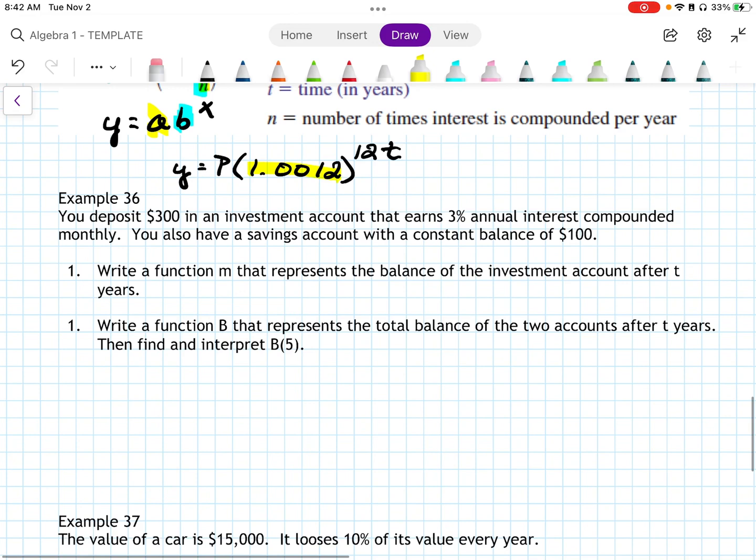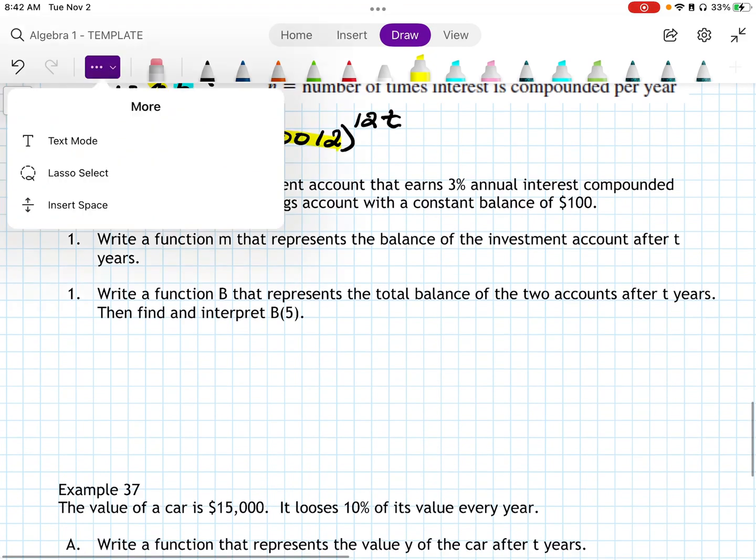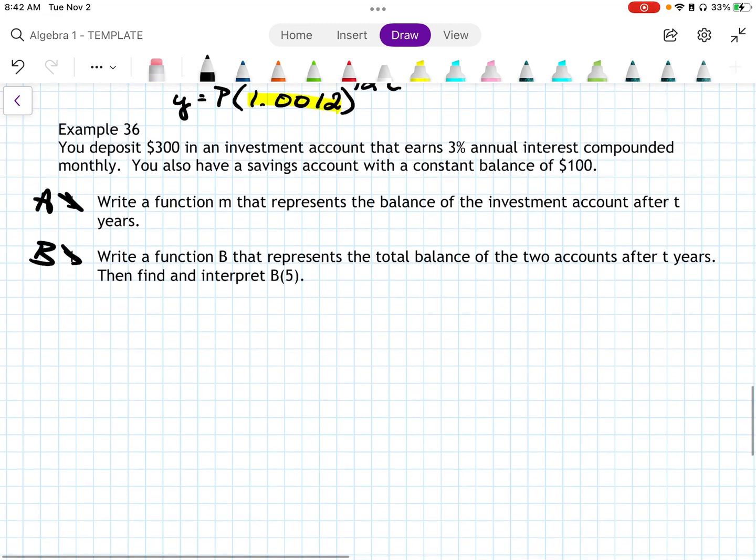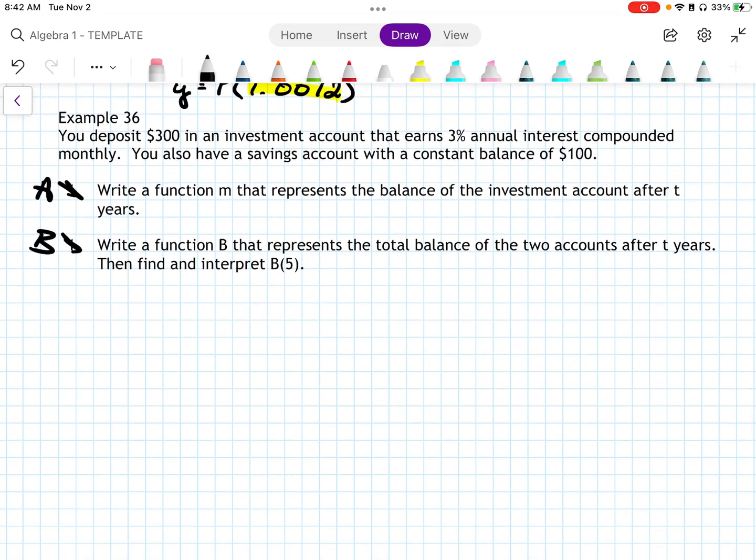All right, let's look at example 36, and maybe this will start to make more sense. You deposit $300 into an investment account that earns 3% annual interest compounded monthly. You have a savings account with a constant balance of $100. So we have two different accounts. The first account we put $300 in, and it generates interest. The second account does not generate interest. It would be the same thing as taking a $100 bill and putting it under your bed. There's no interest, there's no change, it stays the same.